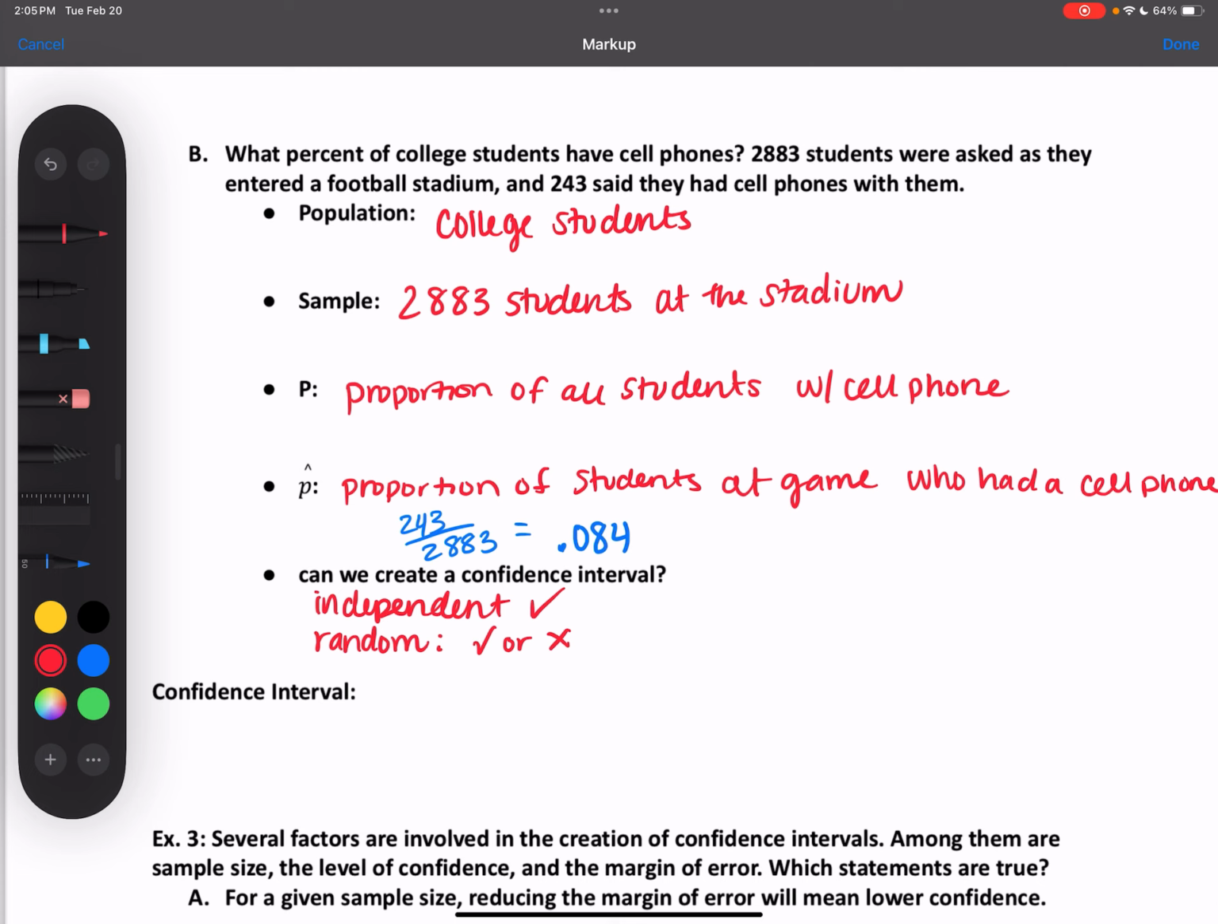10%: is that less than 10% of all college students? Yes. And then success-failure: success is finding that they have a phone, so that all works. 0.084 times 2,883, and 1 minus 0.084 times 2,883. Really, as long as the smallest one is greater than 10, we know the other one will be.